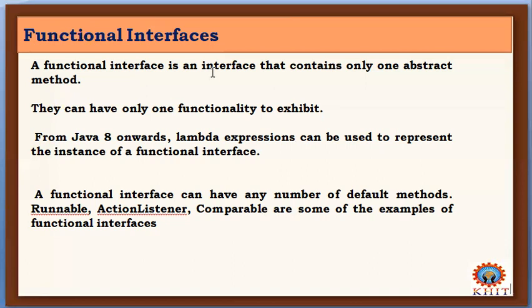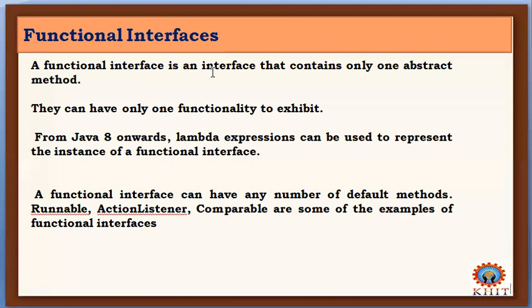A functional interface has only one method inside it, which is an abstract method, right? As the name itself tells you, a functional interface will perform only one function. It will not perform two or three functions. It will perform only one function. That's why it is called a functional interface. Okay, this has also been introduced from Java 8.